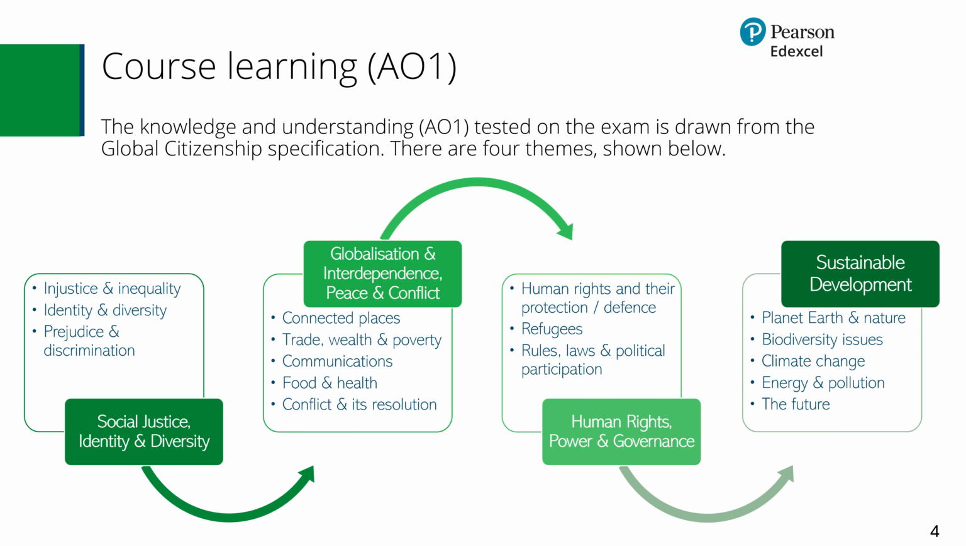Here's a brief reminder of all of the topics that students study as part of this course. They link together as shown by the arrows. Many of these issues and themes become interrelated: social justice, identity, diversity, globalization, interdependence, peace and conflict, human rights, power, governance, and ultimately sustainable development. All of these are part of global citizenship.